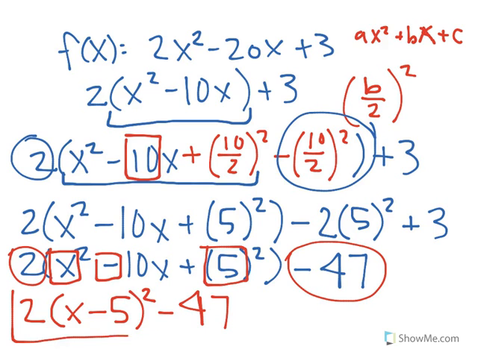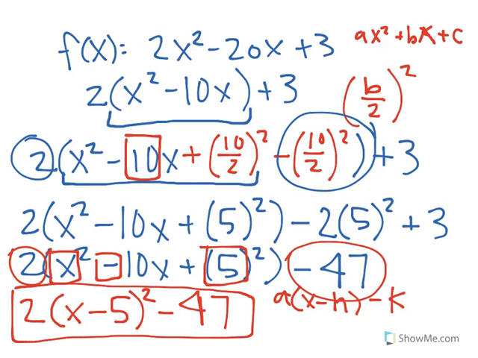And this right here is now our vertex form, with our center being (h, k), if we remember from our vertex form. So we will have a times (x minus h) squared plus k. So (h, k) being 5, sorry, that's supposed to be plus, (5, negative 47). There, that's our center.